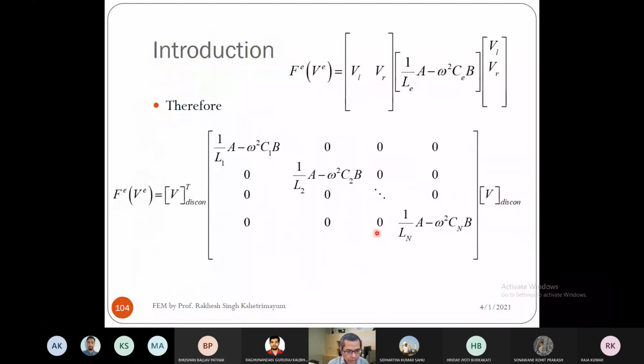And we also have this matrix representation of the functional, and this was like this. The matrix representation of the functional was B transpose, 1 by L_e, A minus omega square C, B. So when you multiply this, finally this is what you're getting. And the voltages you have considered here are actually disconnected voltages. That is, in this particular example, B1, B2, B3, B4, B5, B6.